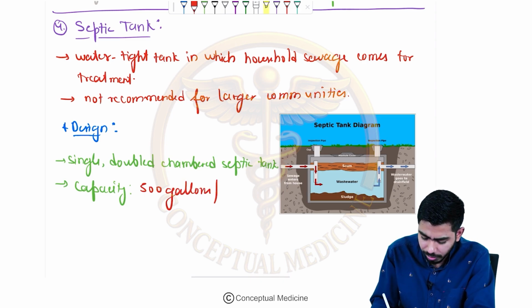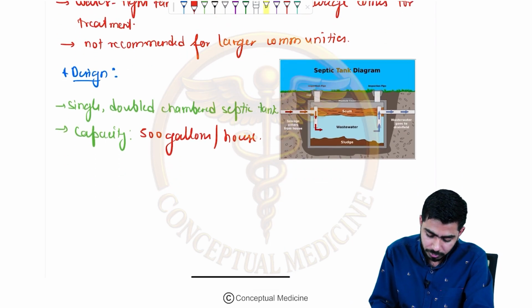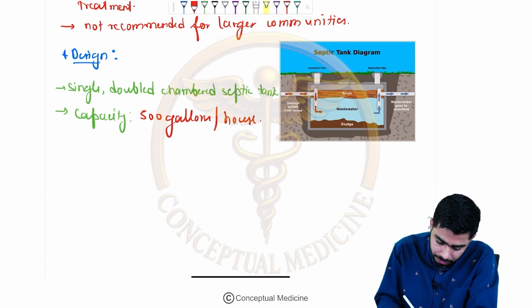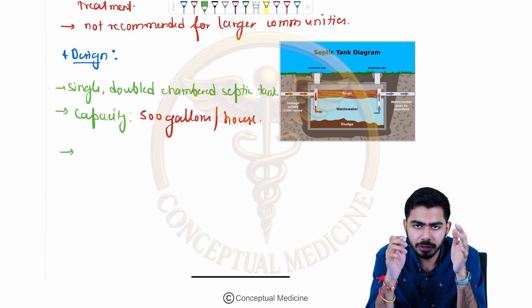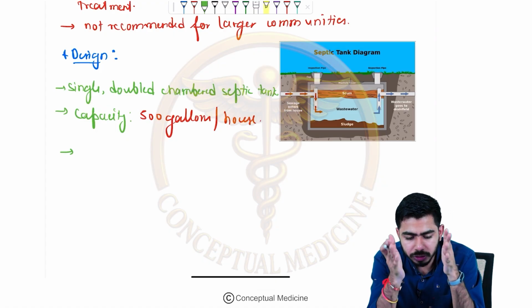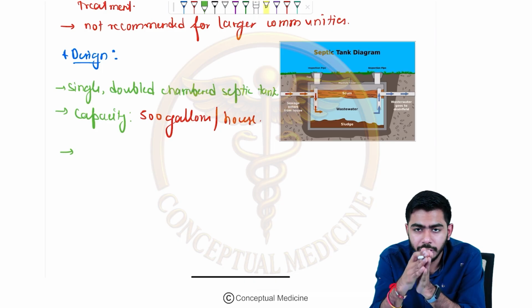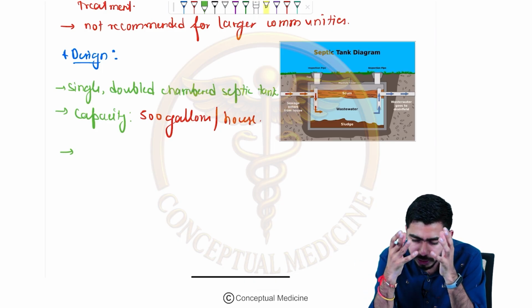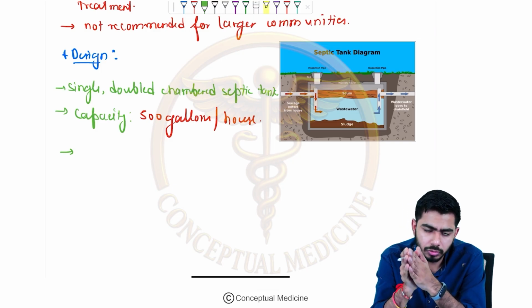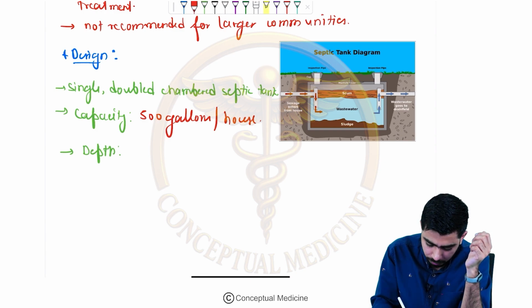These are very important questions, guys. These are the one liners which can be asked from this septic tank topic. Next point I want to cover is the length and the depth of this tank. The length of this tank is twice its breadth, and the depth is usually 1.5 to 2 meters.